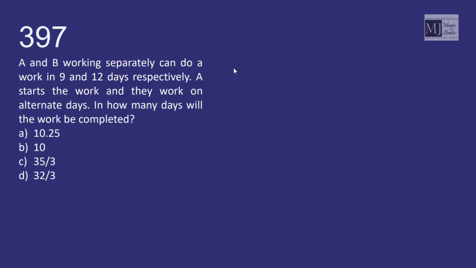A and B working separately can do a work in 9 and 12 days respectively. A will take 9 days, and if B is working alone, he will take 12 days to complete the work. A starts the work and they work on alternate days. Peculiar ADW type of sum, alternate days work sum. And see the strength of the CM method in understanding how quickly we can find the answer for alternate days work sum. In how many days will the work be completed? Now listen to the story. Find the CM for 9 and 12.